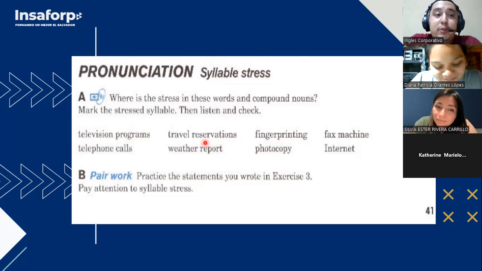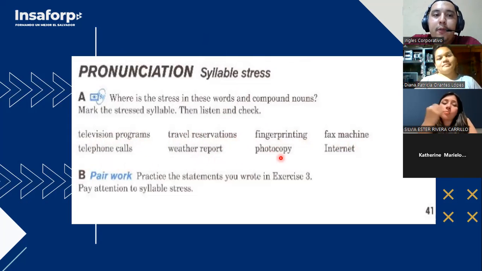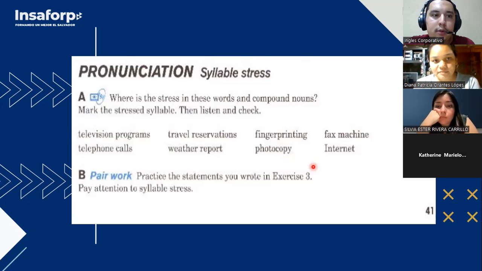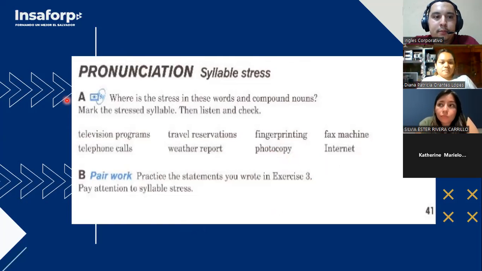Okay, those are the famous compound nouns that we are referring to. In this case, we have television programs, travel reservation, fingerprinting, fax machine, telephone calls, weather report, photocopy, and internet. I don't know if you have heard some other word, like the one that Diana was mentioning. Silvia, have you heard another compound noun? I am thinking. You are thinking, but maybe you don't remember.